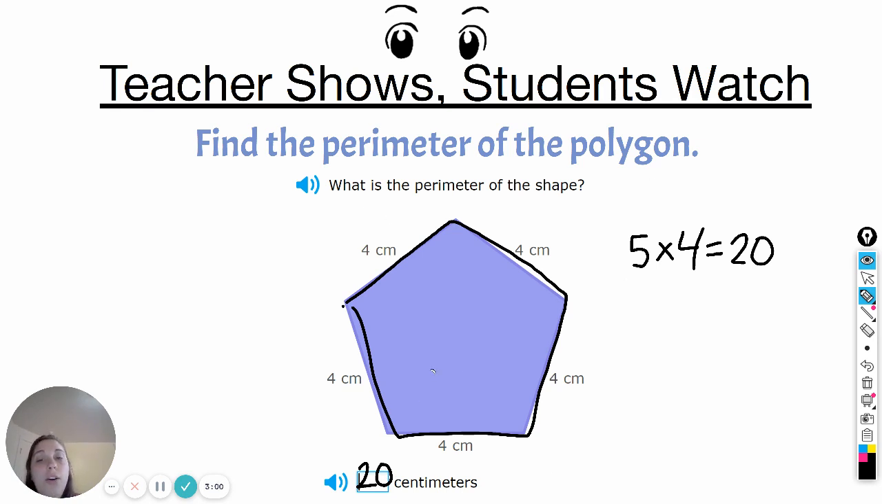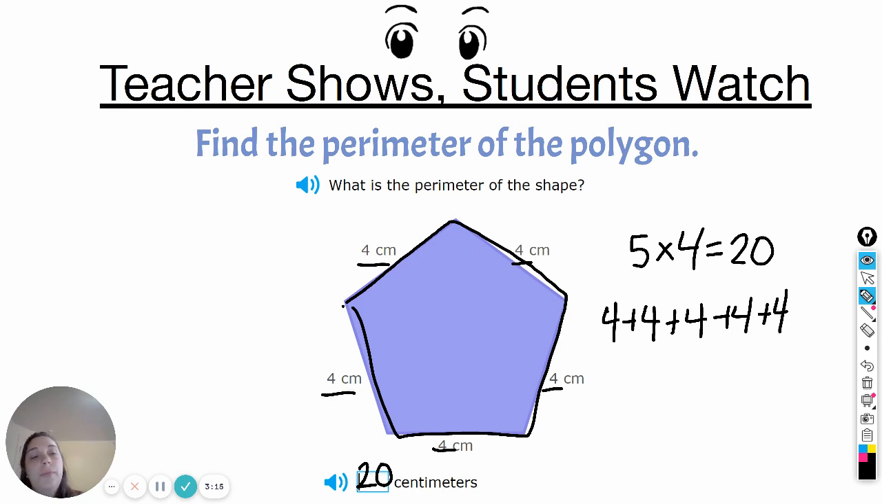Now, I could have just added 4 plus 4 plus 4 plus 4 plus 4. And I still would have gotten 20, right? I could have put these together to get 8, and these together to get 8. 8 doubled is 16, plus 4 more is 20.